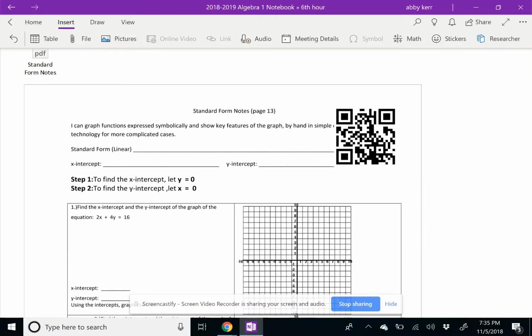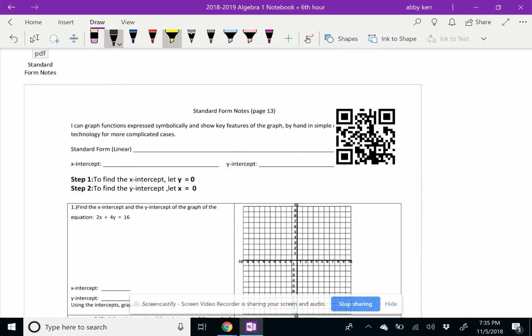In these notes, it says I can graph functions expressed symbolically and show key features of the graph by hand in simple cases or technology in more complicated ones. So standard form for linear is ax plus by equals c, where a, b, and c are just numbers.